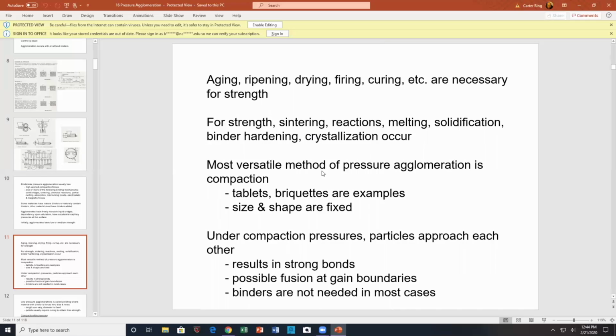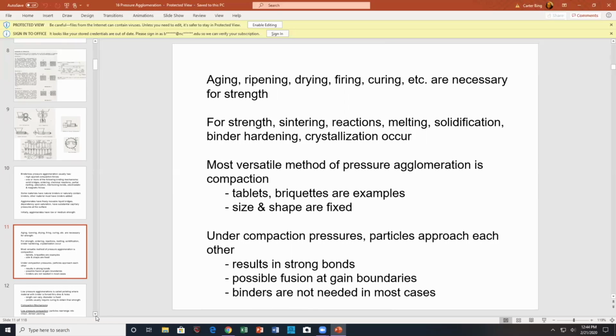Most versatile method for pressure agglomeration is compaction. Usually you're after pellets, tablets, or briquettes, where the size and shape are fixed. Under compaction pressures, particles approach each other. Strong bonds, possible fusion, grain boundaries, binders are not needed in most cases.